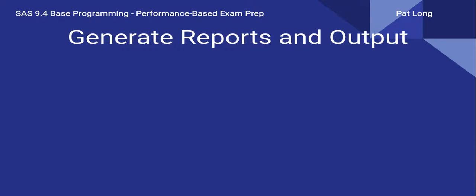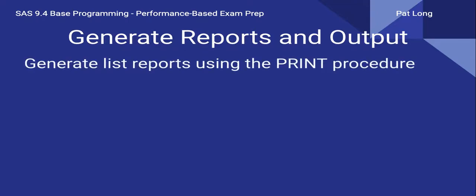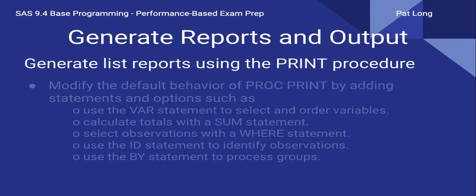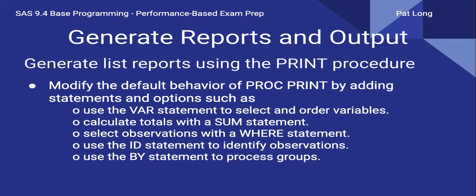In this final section to the base SAS programming performance-based exam prep course, we're going to look at generating reports and output. First off, we're going to look at generating a list of reports using the print procedure. We'll modify the default behavior of Proc Print by adding statements and options, including the var statement, the sum statement, the where statement, and we'll also use the ID statement and by statement. So let's jump into the code and look at these by example.